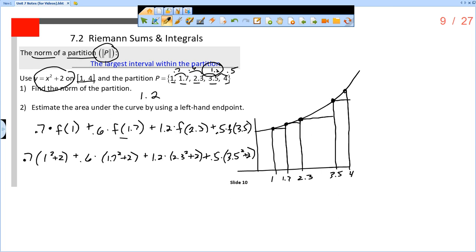So I'm going to do this calculation. 1 squared plus 2 is 3, times 0.7, which is going to give us 2.1. So we have 2.1, which represents the area of this rectangle. Then I have plus, now I'm taking 1.7 squared plus 2, and I'm going to multiply that by 0.6, which is going to give us 2.934.